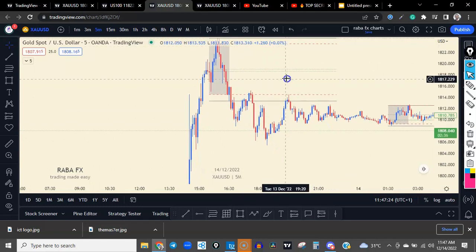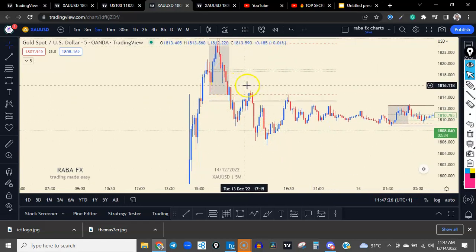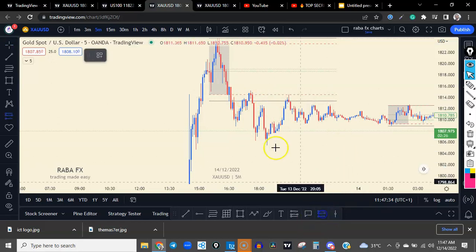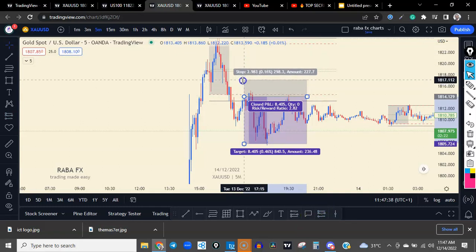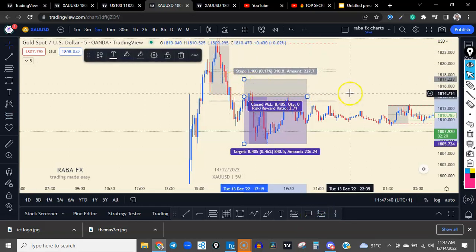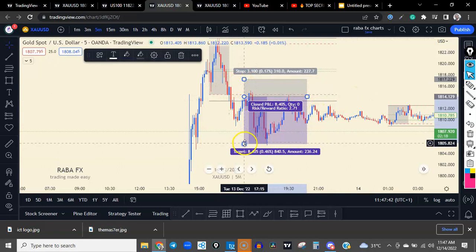Because price closed below, there's a fair value gap up here. I took my entry here, short position, immediately after liquidity was taken. And then stop loss above the fair value gap, ICT fair value gap. And then I aimed for the lows, for just a 1 to 2 hour trade.